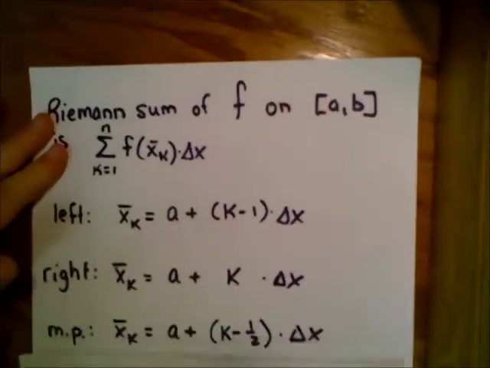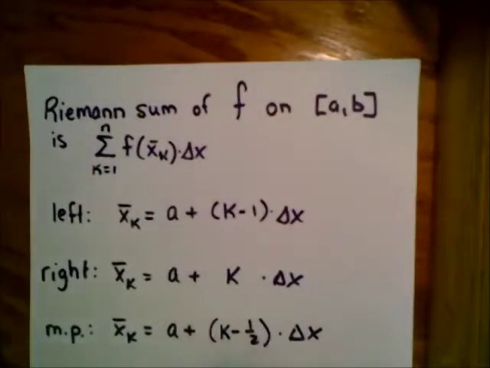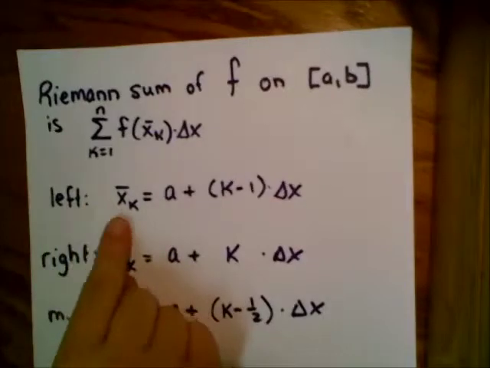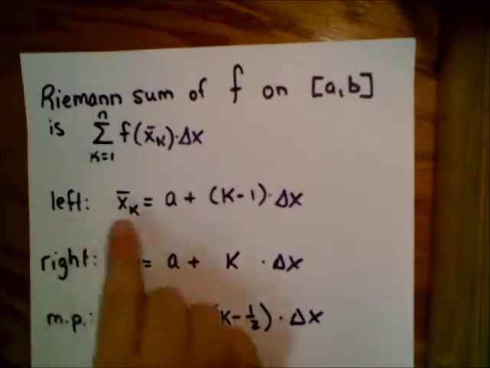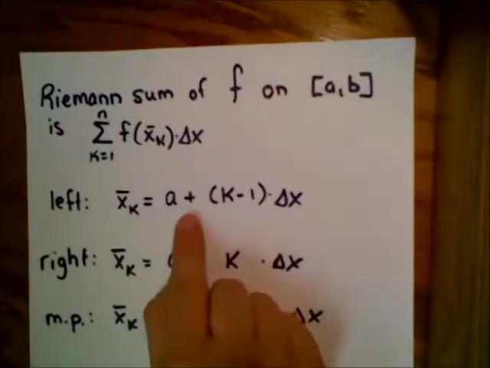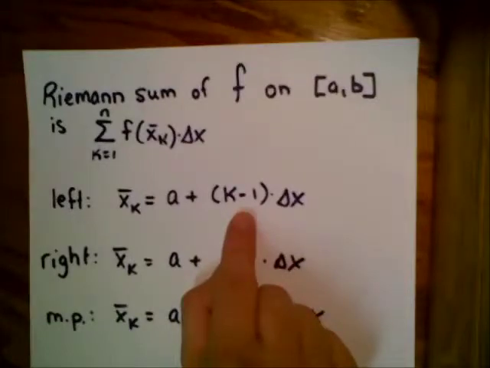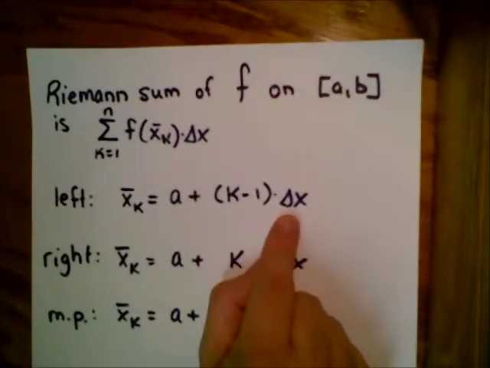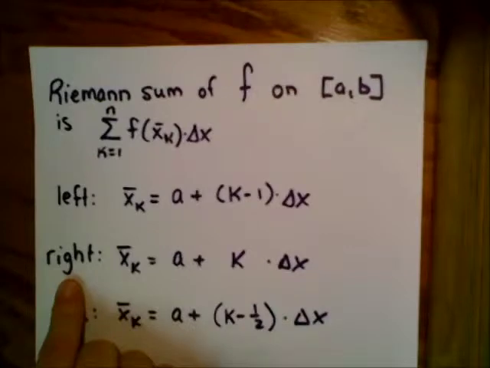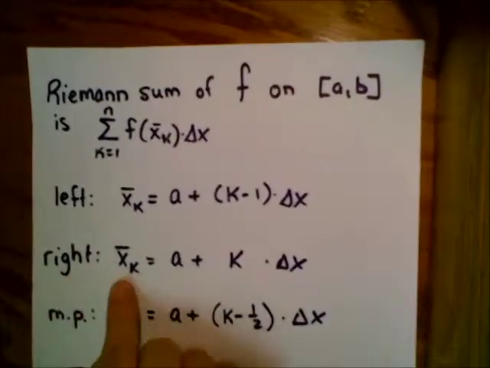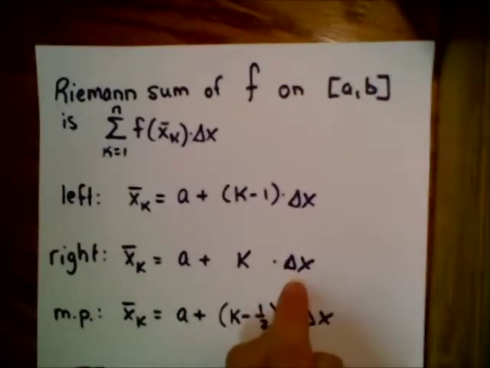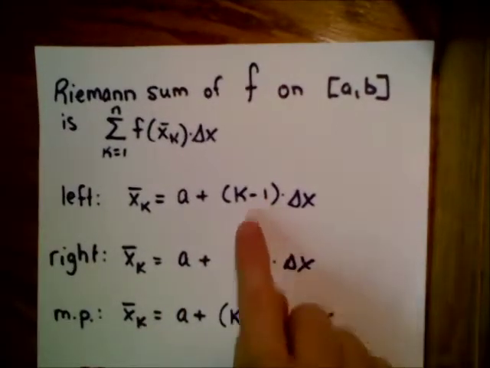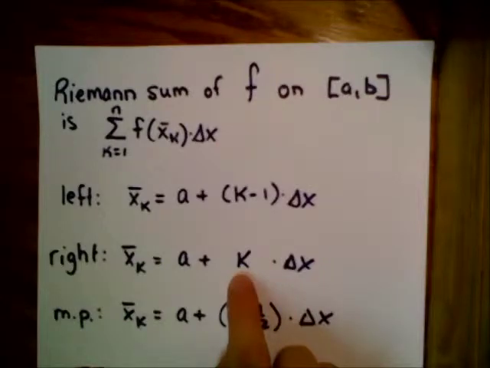We're going to formulate this 3 different ways. We might choose to evaluate f at the left endpoint of the subinterval, and if so, then x bar is a plus the difference k minus 1 times delta x. Or we might start over and choose the right endpoint of each subinterval, and then x bar for the kth subinterval would be a plus k times delta x. So that would be further along in the number line.